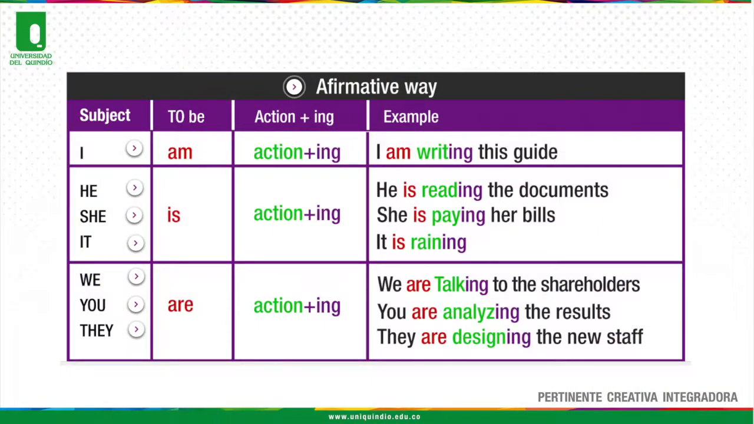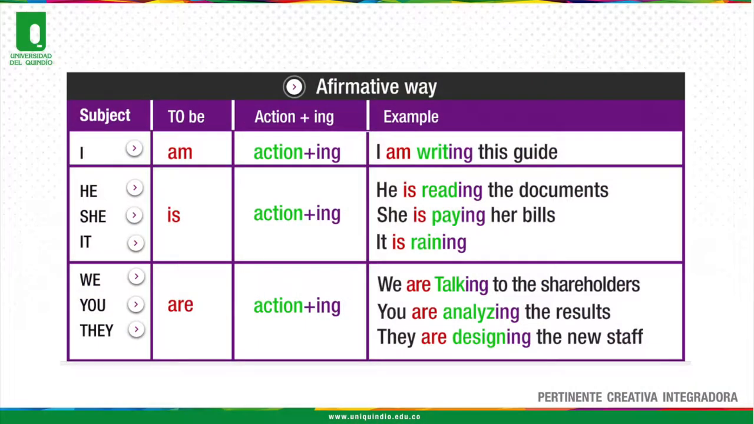Affirmative, the structure of present progressive, affirmative way. Always in English, you need to put a subject. And when we are talking about present progressive, we need to use verb to be. Remember, is for singular and are for plural, plus the action verb and ing ending.